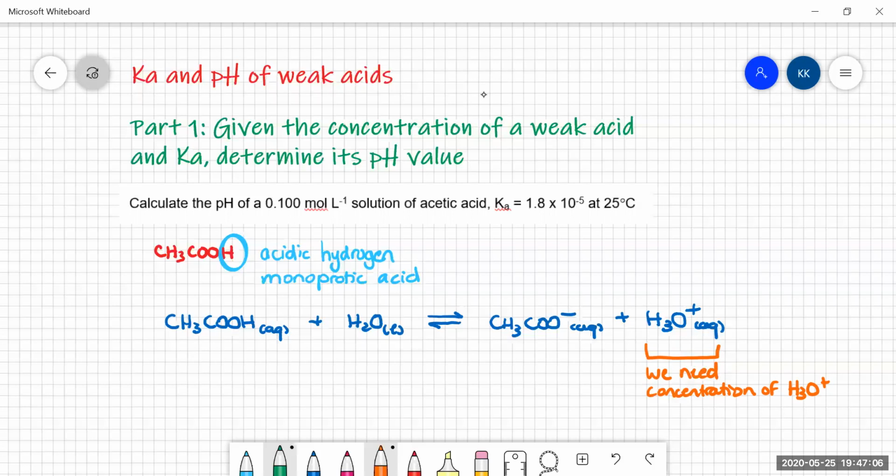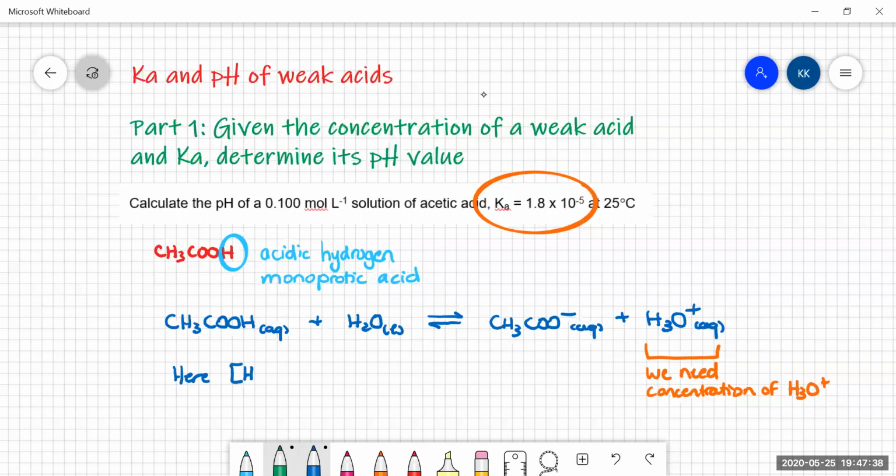If we look at the Ka value, that's a very small value of Ka. The equilibrium does not lie to the right in this. In fact, it seems to lie a long way over to the left with such a small Ka value. So we need to develop a method that doesn't depend on the equivalence of concentration that we saw with the strong acids.